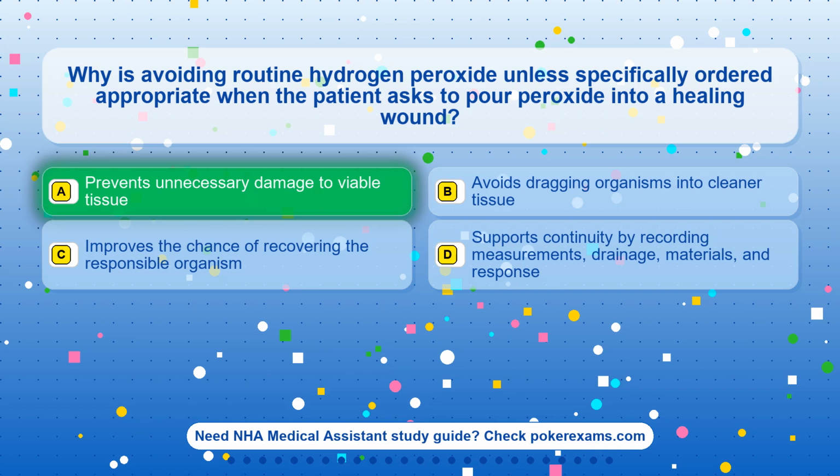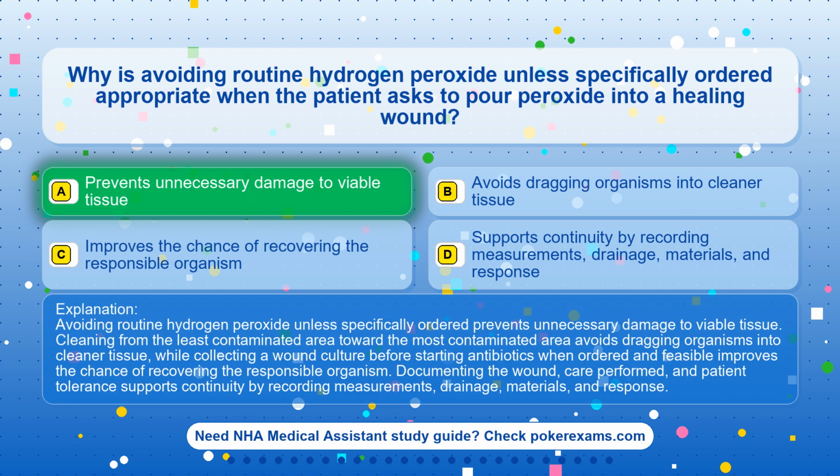The correct answer is option A. Prevents unnecessary damage to viable tissue. Avoiding routine hydrogen peroxide unless specifically ordered prevents unnecessary damage to viable tissue. Cleaning from the least contaminated area toward the most contaminated area avoids dragging organisms into cleaner tissue, while collecting a wound culture before starting antibiotics when ordered and feasible improves the chance of recovering the responsible organism. Documenting the wound, care performed, and patient tolerance supports continuity by recording measurements, drainage, materials, and response.